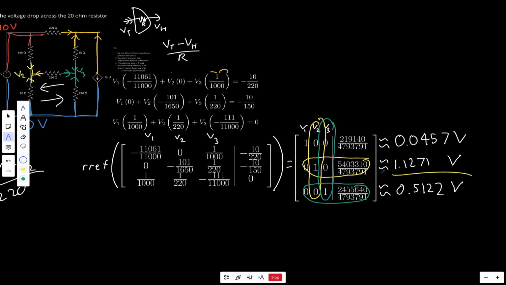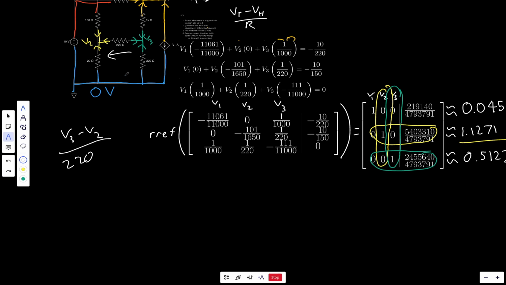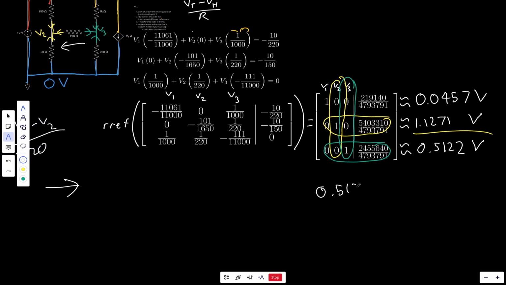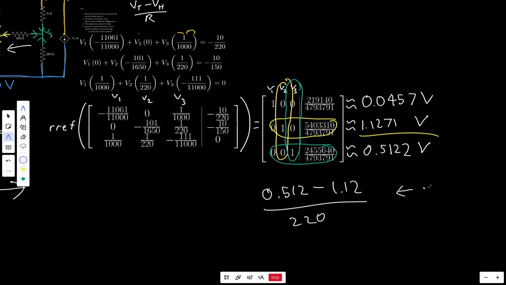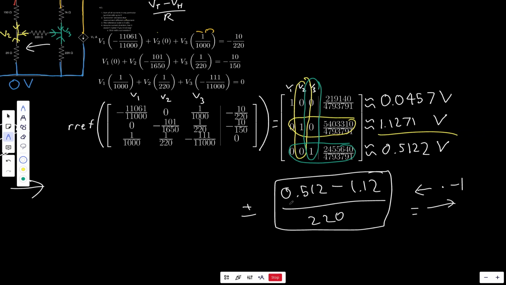Now we can take this and go ahead and plug it in. And as it turns out, our initial guess that V3 minus V2 going in this direction happens to be wrong. It actually happens to be flowing in the other direction because V3 is less than V2. Thus, if we were to actually subtract it, we would get 0.512 minus 1.12 over 220, and this would give us a negative answer. That negative answer indicates that it's actually flowing in the opposite direction of this, which means it's just flowing this way. Therefore, we would get a numeric answer, and the plus or minus sign in front will tell us the direction of the current.